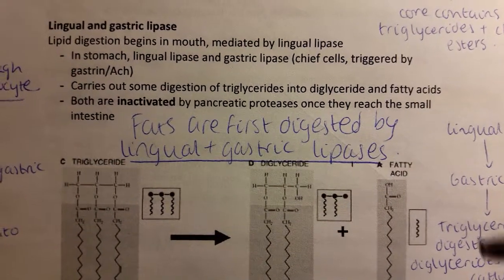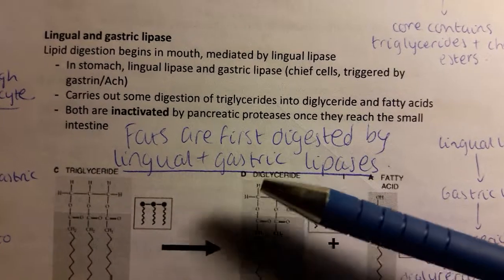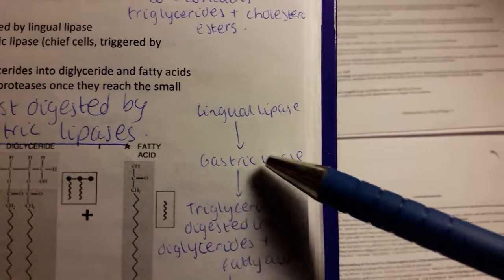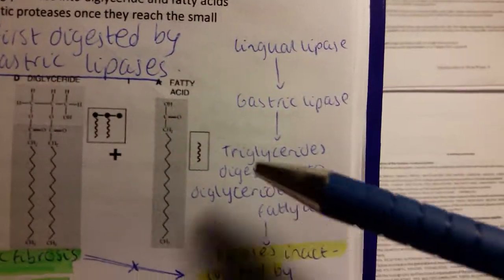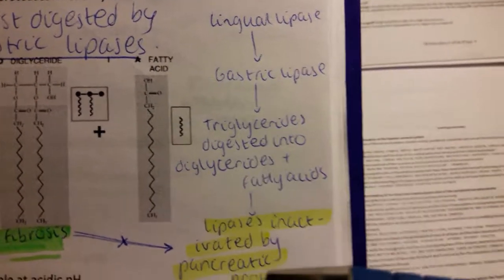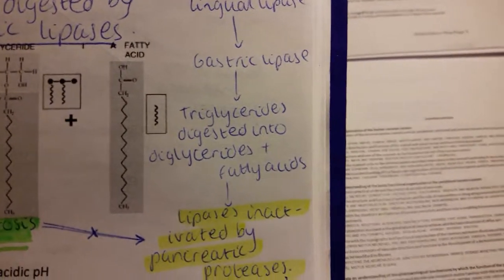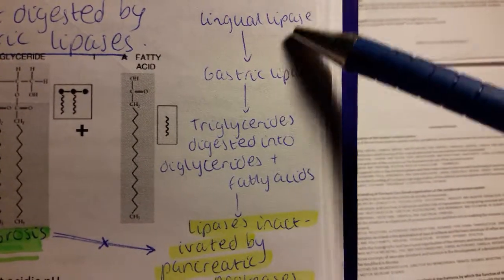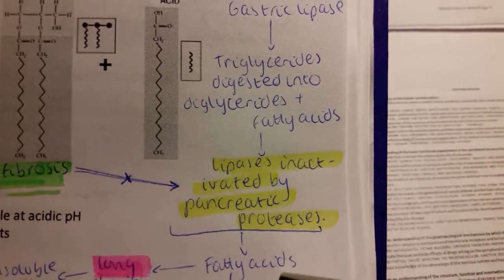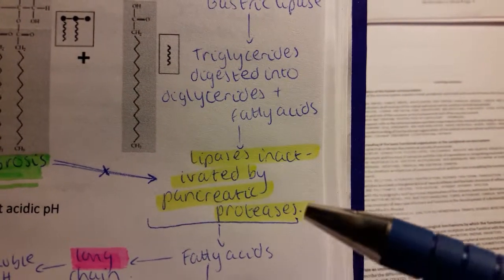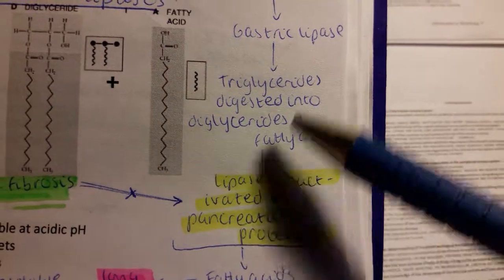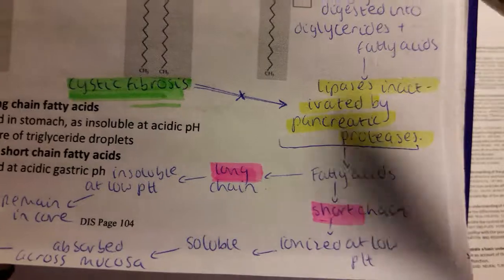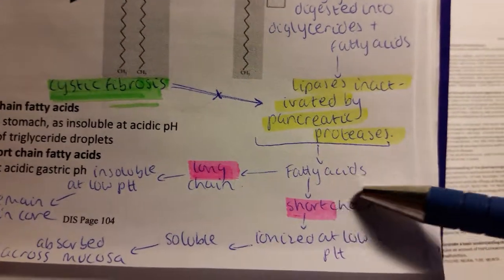Fats are first digested by lipases from the salivary lipases and gastric lipases. So let's have a look at that. Lingual lipase digests the fats, then gastric lipase from the stomach digests the fats. And what happens? Well, the triglycerides, the glycerol with 3 fatty acid chains, are digested into diglycerides. So one of the 3 fatty acid chains comes off, forming a diglyceride and a single fatty acid. And then these lipases are inactivated by pancreatic proteases. So proteases digest proteins. So the protein enzymes from the pancreas inactivate the gastric and lingual lipases. And then these fatty acids can either be long chain or short chain.